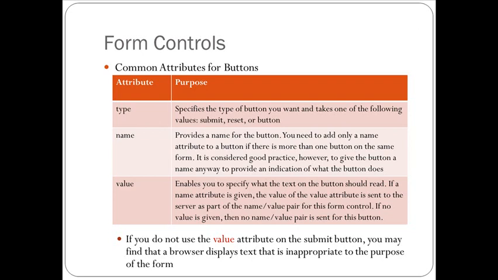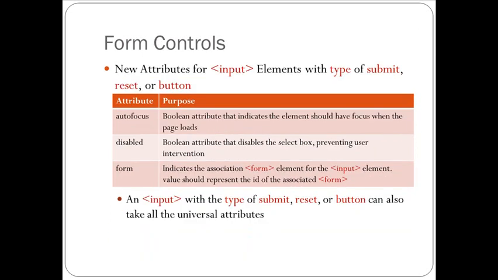Also, if you don't use the value attribute on the submit button, you'll find that different browsers decide to display different things on it. It could say submit, it could say query here, start query, it could say anything. So it's a good idea to give it a value. It doesn't have to have a name, but give it a value so the button says exactly what you want it to say. Some new attributes for the type submit, reset, and button.